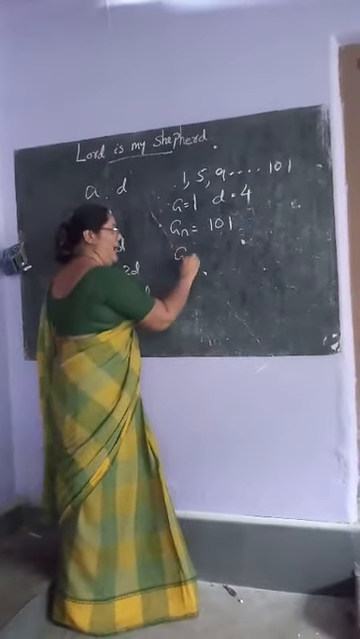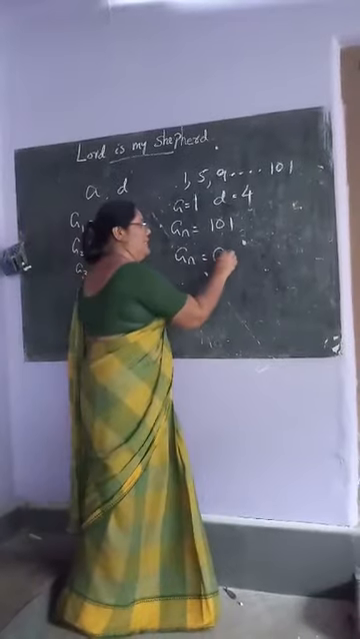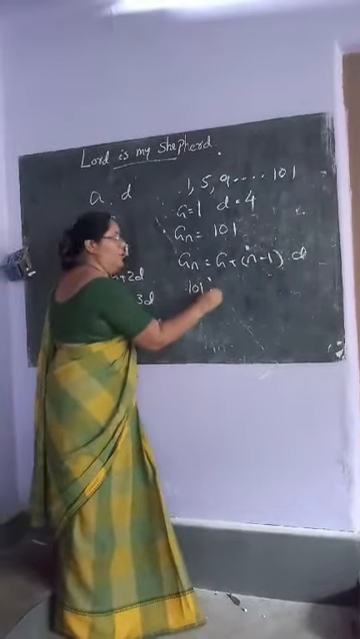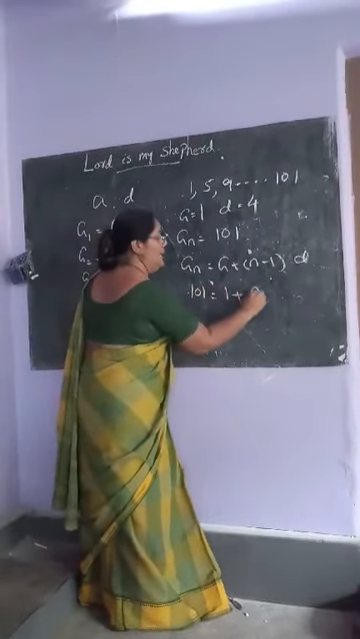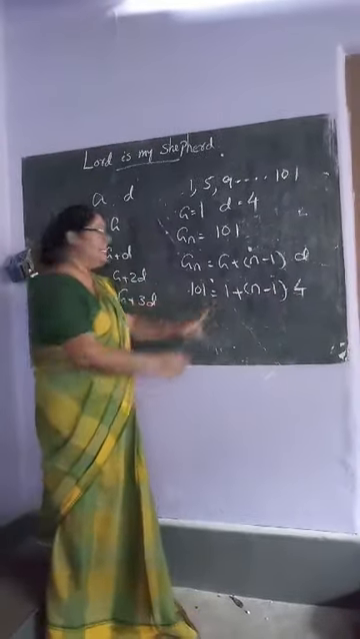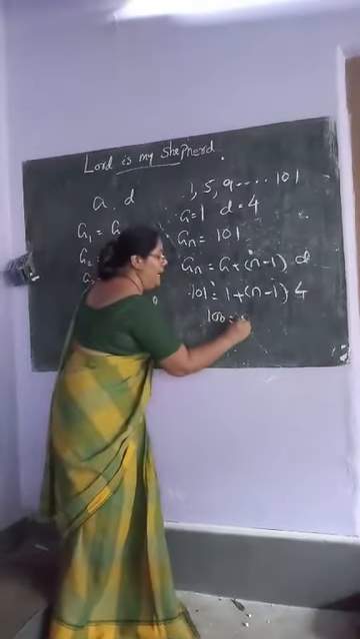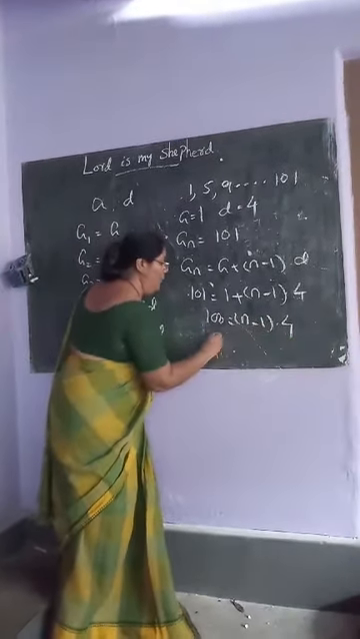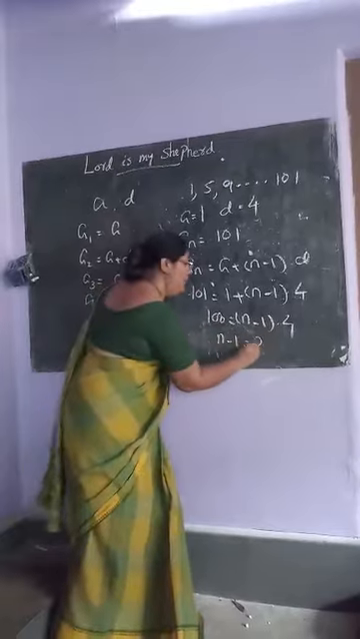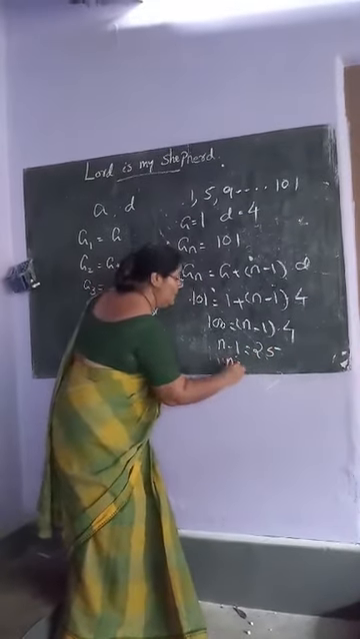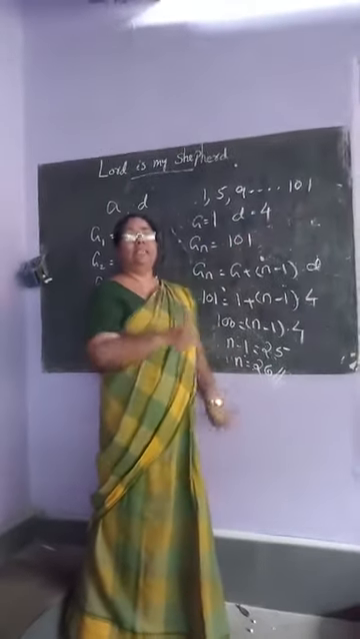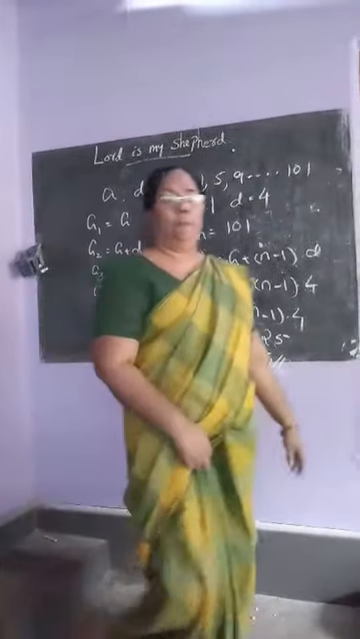Now applying the formula, AN is equal to A plus N minus 1 into D. That is 101 is equal to 1 plus N minus 1 into 4. 101 minus 1 is 100, equal to N minus 1 into 4. Therefore, N minus 1 is equal to 100 by 4, which is 25. Therefore, N is equal to 26, or 101 is the 26th term of the arithmetic progression.